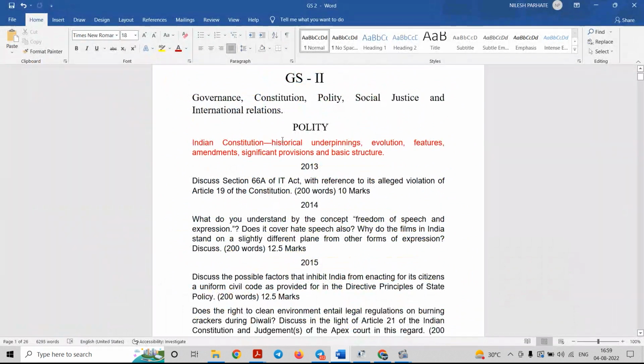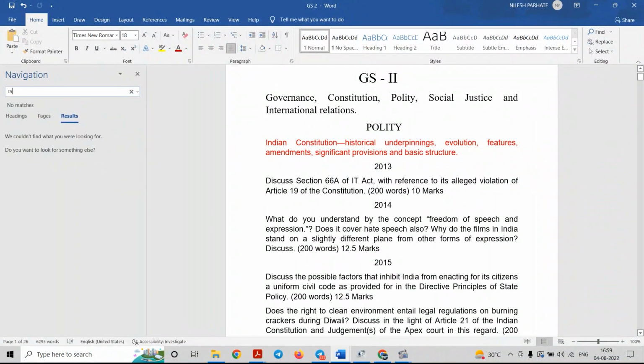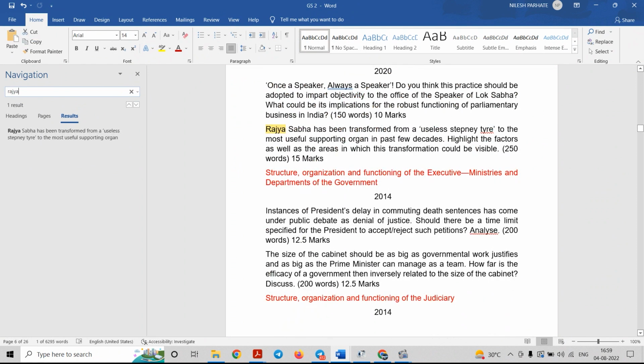Okay, let us go to the questions from GS2. A question may be asked in such topics like polity, that is, what is the relevance of Rajya Sabha. So let us search for a particular question related to Rajya Sabha. Okay, so you can see a question: Rajya Sabha has been transformed from a useless stepney tyre to the most useful supporting organ in the past few decades. Highlight the factors as well as areas in which transformation could be visible. Now this question is again talking about the relevance or importance of Rajya Sabha.